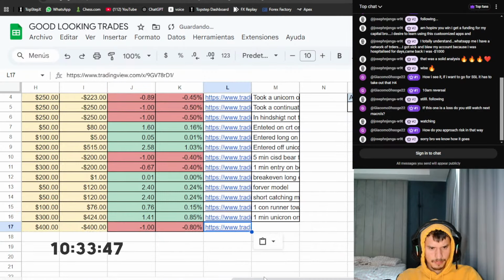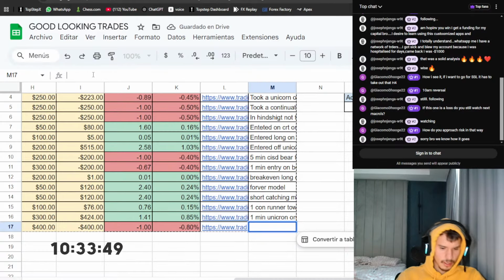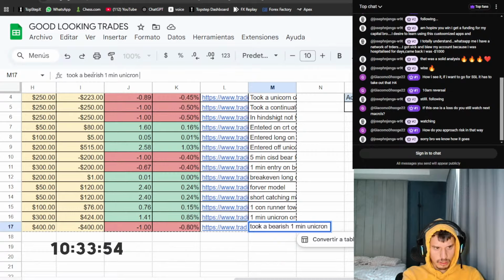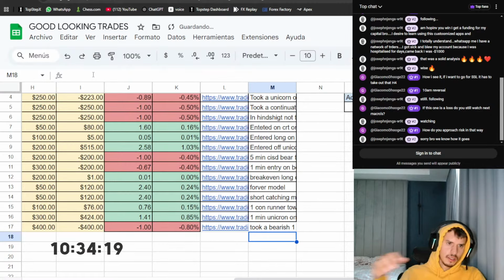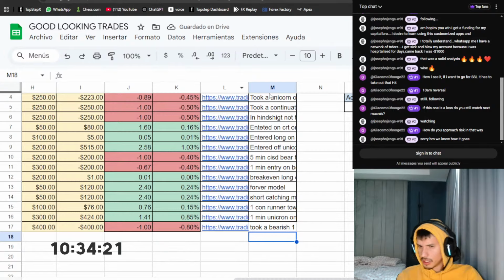We paste it and we write down: took a bearish 1 minute unicorn. Sales at KT and in turn, move up. And there you go, that's the trade journaled.